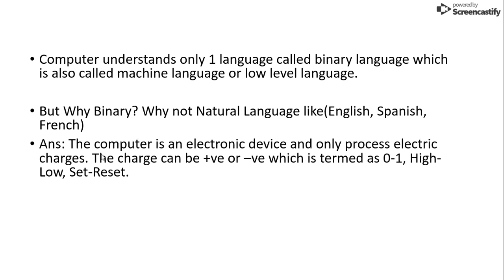This is because a computer is an electronic device. It is not a natural device like us. It is an electronic device which needs some electric charge, and the charge can have only two possibilities, positive and negative charge, which can be termed as 0 and 1, or high or low, or set or reset. So computers can only understand binary language since they are electronic devices.